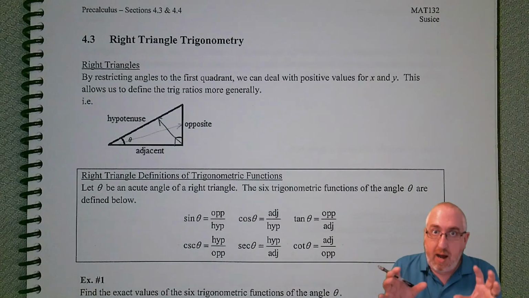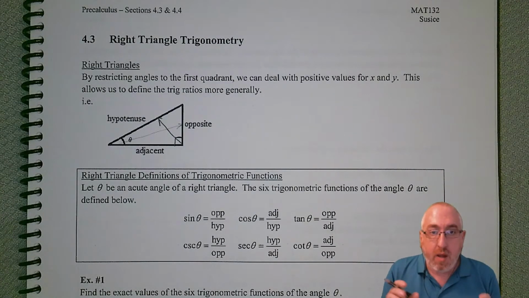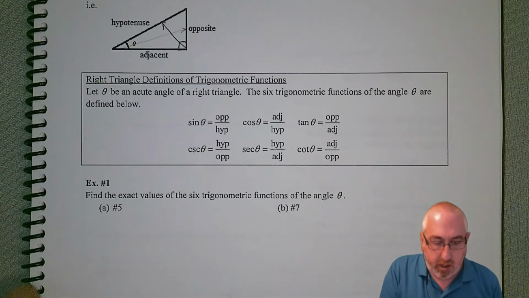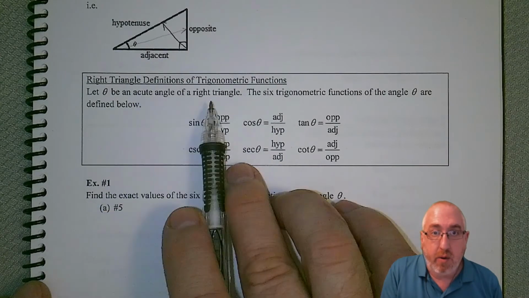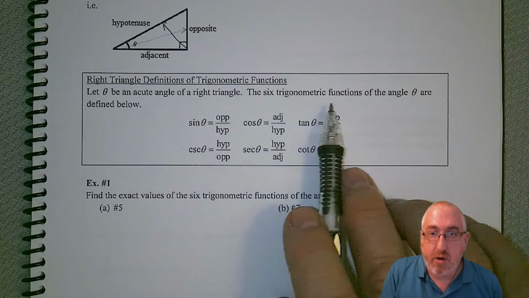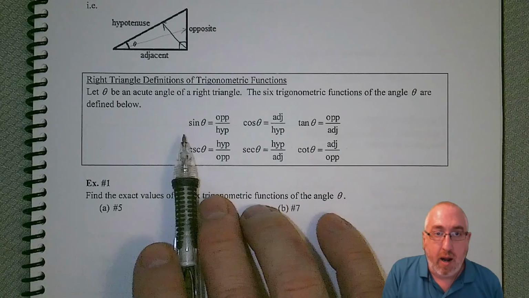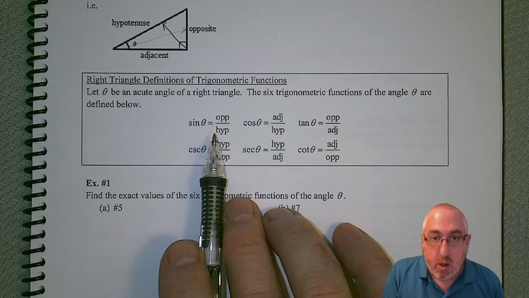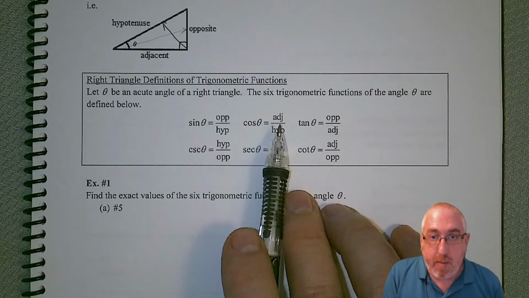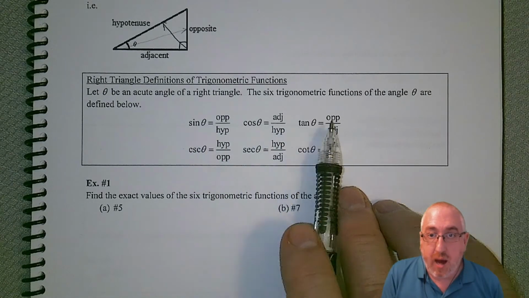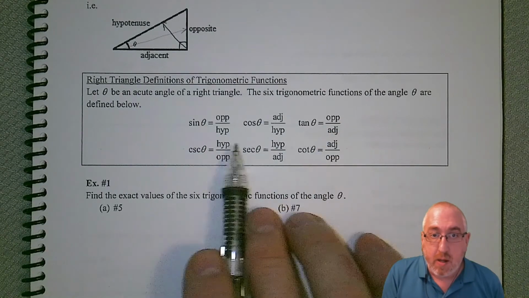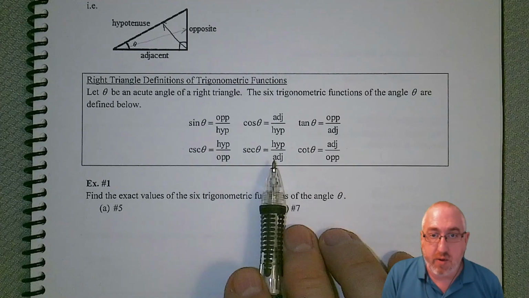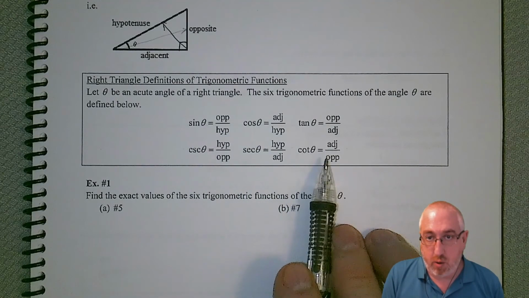As long as you have that relationship down, then we can define the trig ratios as follows. We're going to let theta be our acute angle of a right triangle, and the 6 trigonometric functions of the angle theta are as defined. Sine is equal to the opposite over the hypotenuse. Cosine is the adjacent over the hypotenuse. Tangent is the opposite over the adjacent. Cosecant is the hypotenuse over the opposite. Secant, hypotenuse over the adjacent. Cotangent, adjacent over the opposite.